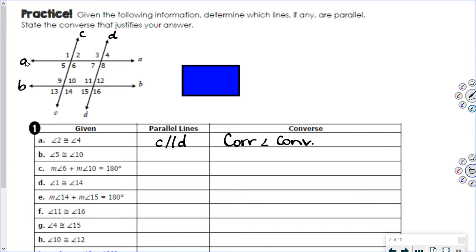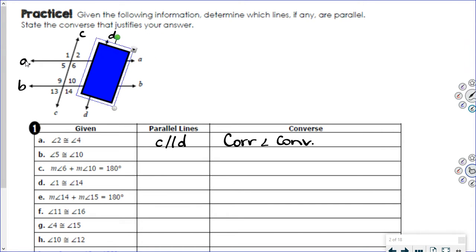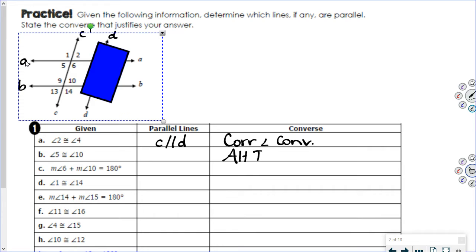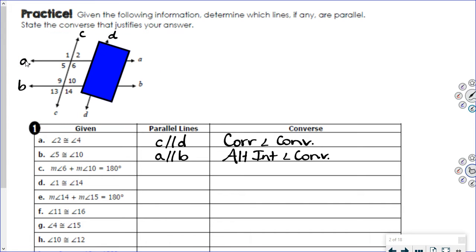If we look at 5 and 10, what we can do is now we can cover up the right-hand side of our picture. If we look at 5 and 10, those are alternate interior angles. So by the alternate interior angle converse, we could say that lines A and B are parallel because 5 and 10 are congruent. If we look at 6 and 10, I'm going to leave that rectangle there because we can still see 6 and 10.